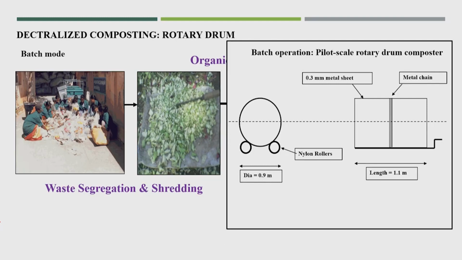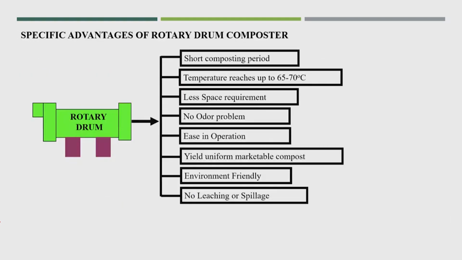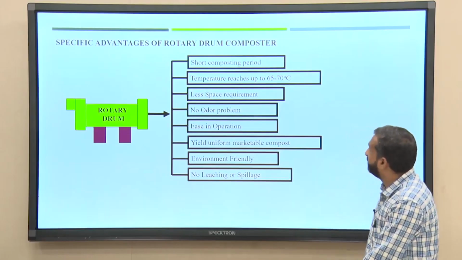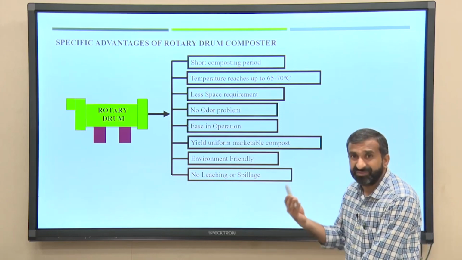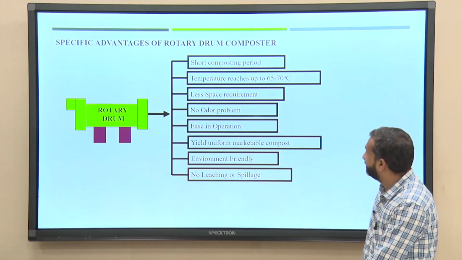One study has explained a reactor with a diameter of 0.9 meter and length of 1.1 meter, with manual rotation. So, what are the specific advantages? Short composting period is one of the benefits, as degradation is possible in 15 or 20 days. Temperature reaches up to 65 to 70 degree centigrade, which is obviously very good.